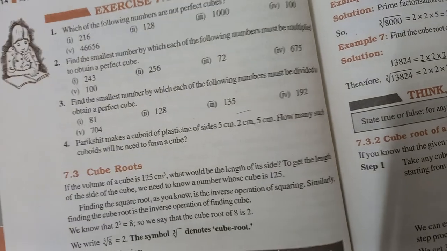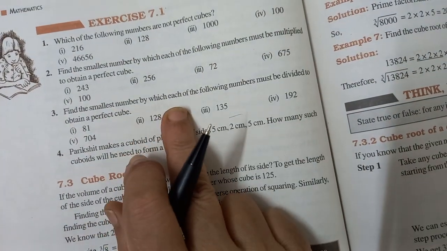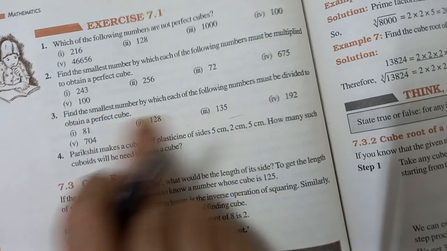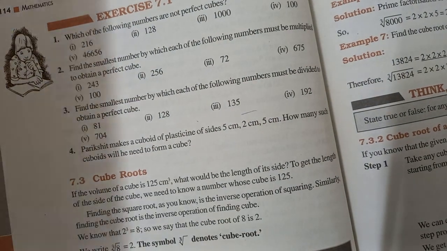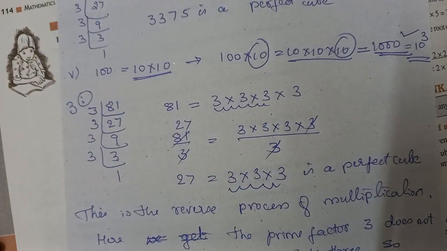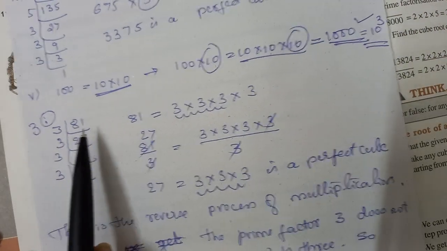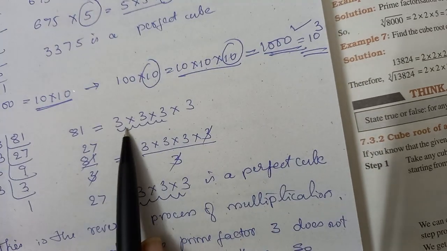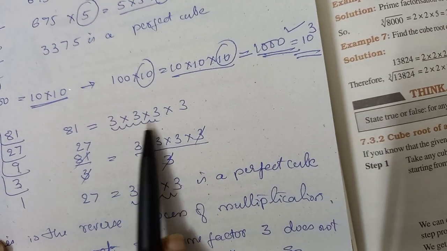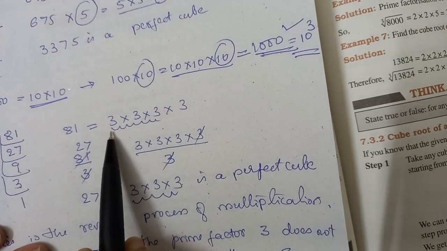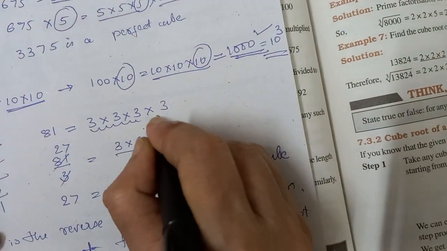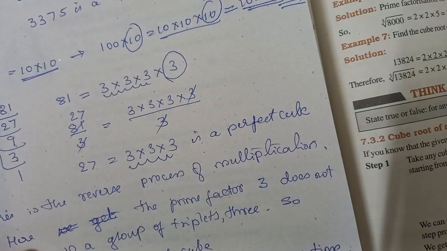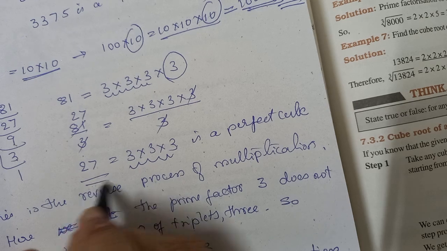Now the third main question. Find the smallest number by which each of the following numbers must be divided to obtain a perfect cube. The first one, 81 is given, and by continuous division, we found the prime factors as 3 into 3 into 3 into 3. Here, one triplet of 3 is there. This 3 is not required. Therefore, if you divide this number by 3, you will get the perfect cube.